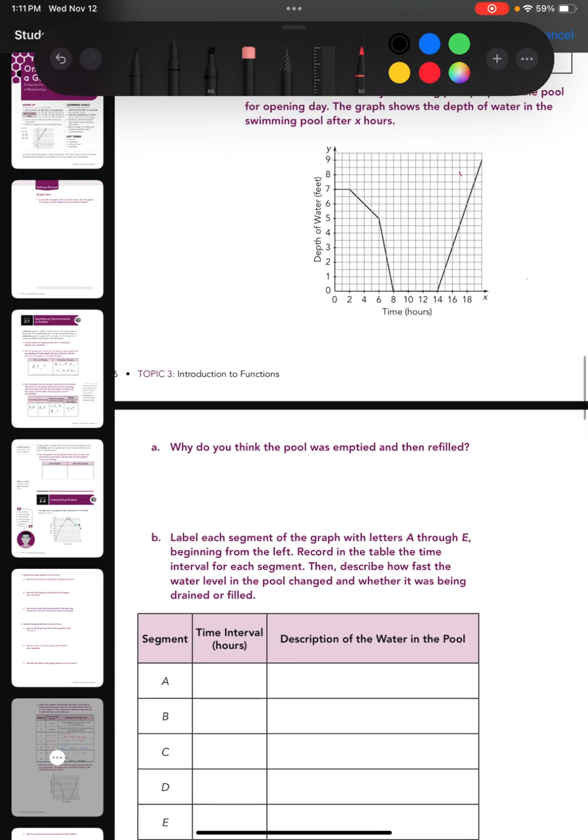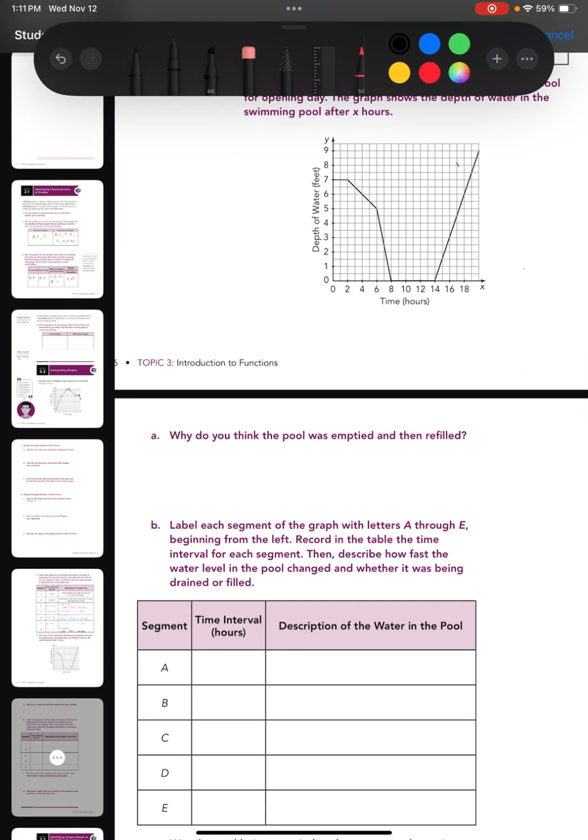Okay, so again, we're going to label our time periods and our rate of change. So the first time period looks like it goes from 0 to 2 hours if we look back at that graph. And the water level remained steady. So remained at 7 feet. So it was not drained at all. And then we go from 2 hours to 6 hours. So 2 hours, I'm going to change it to blue now. 2 hours to 6 hours. And it went from 7 to 5. So drained from 7 to 5 feet.